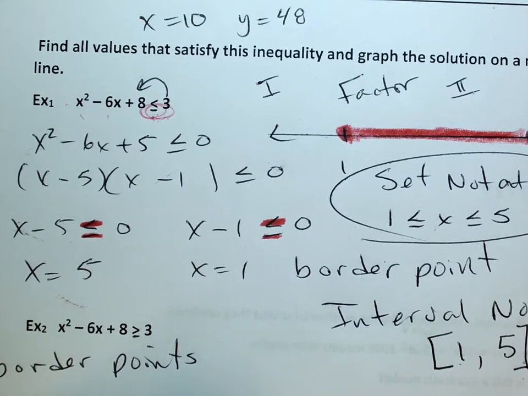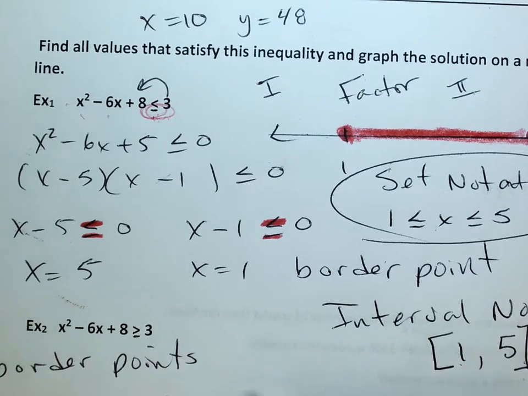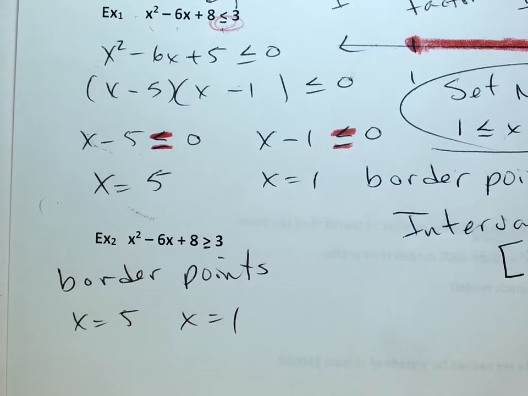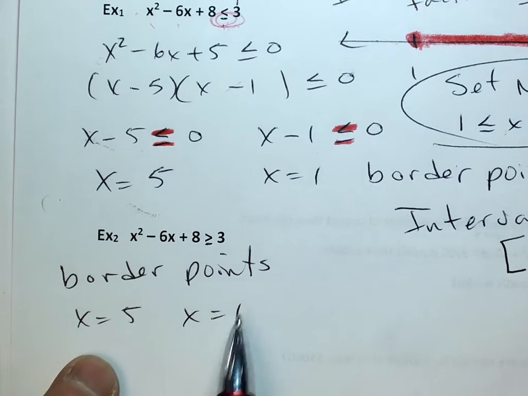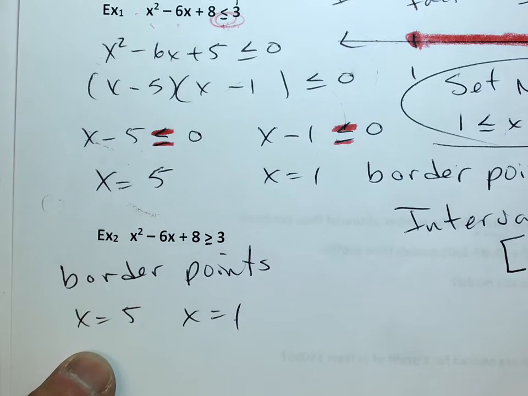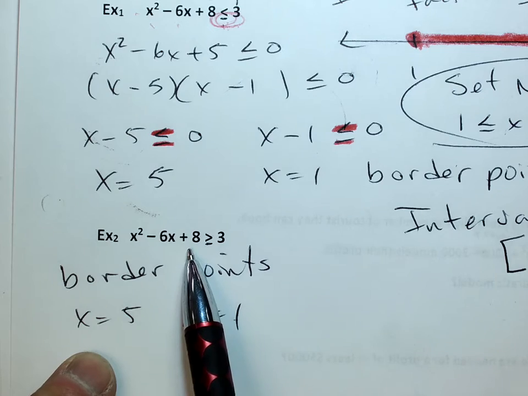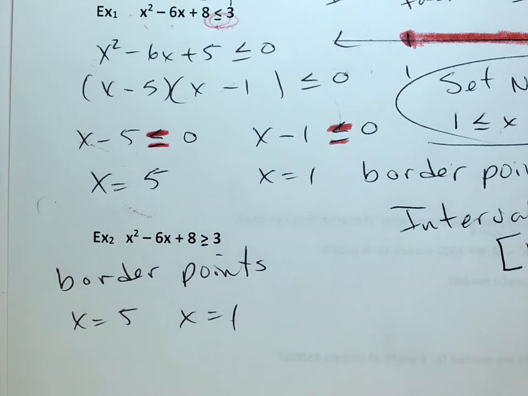Are going to be at x equals 5 and x equals 1, right? We can't see it. Okay. So we already know our border points, right? We already did problem 1. Problem 2 is the same, right? Same border points. So if we were to do the exact same work, bring over the 3. The only difference is you guys know it's going to be the opposite, right?